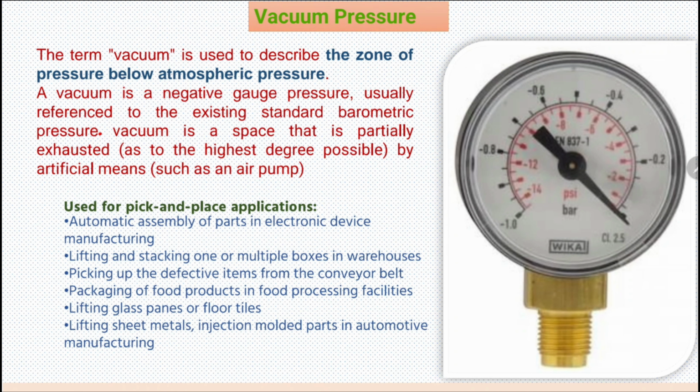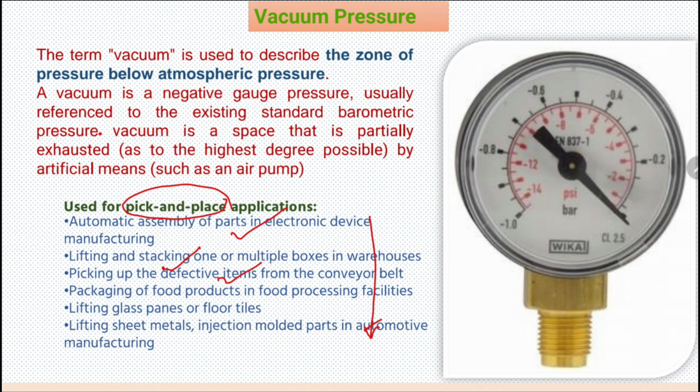The concept of vacuum pressure is very common in many devices. For example, the very popular household device, the vacuum cleaner, uses vacuum pressure. Another application is in various industries where pick and place is required, for example automatic assembly of parts in electronic devices, lifting and stacking parts in warehouses or boxes, or picking up defective items from the conveyor belt. Sometimes in electronic manufacturing units, components are very small and cannot be held by hand. So there you use devices based on vacuum pressure, used for the various purposes mentioned here.